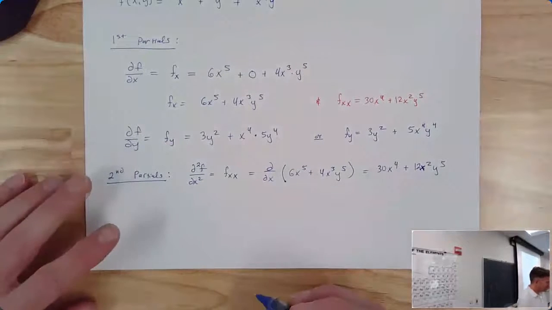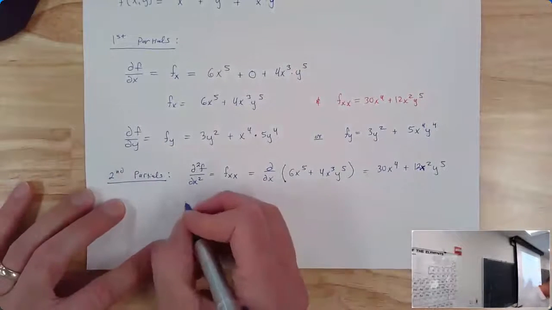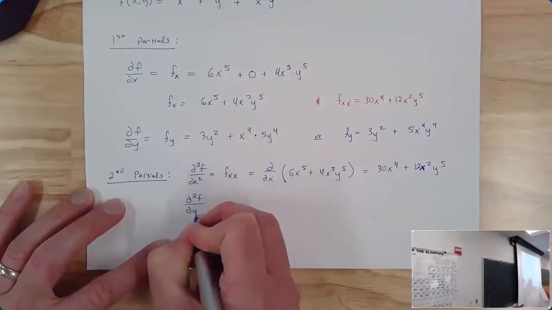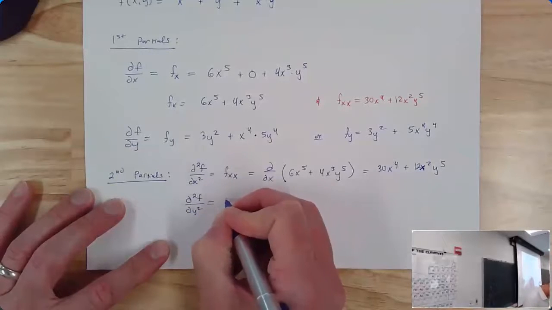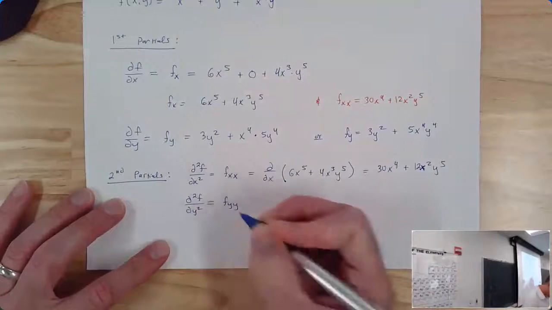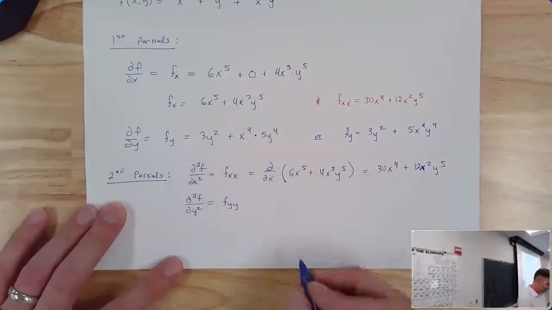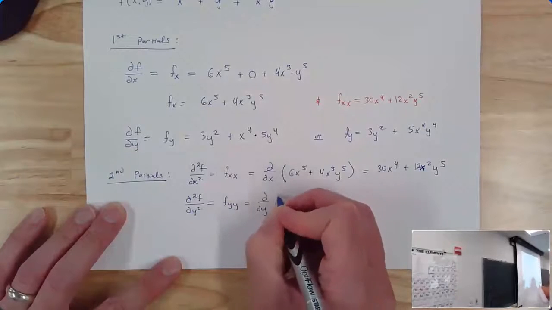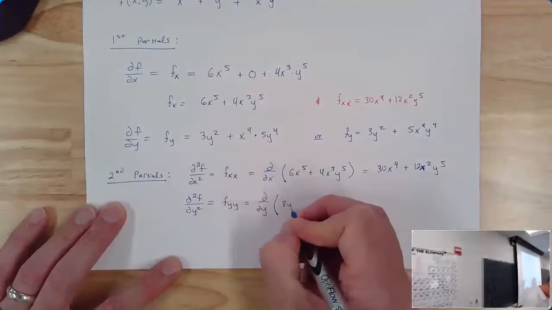All right, there's a couple more. There's actually 3 more. The ones we typically think of first are the second partials with respect to x and the second partials with respect to y. So del squared f del y squared, or fyy, is going to be the partial derivative with respect to y of the partial derivative with respect to y.